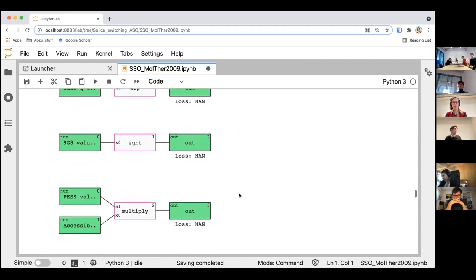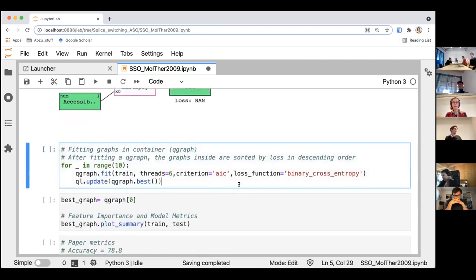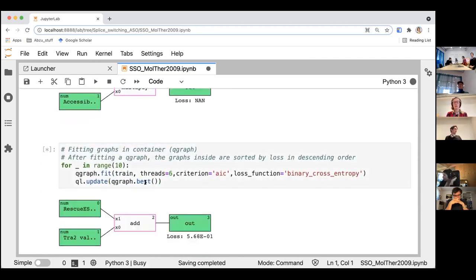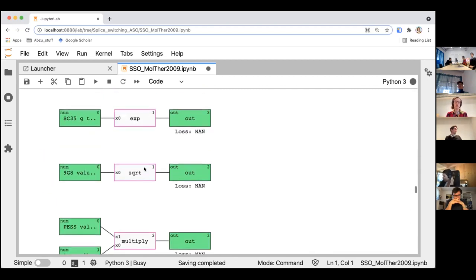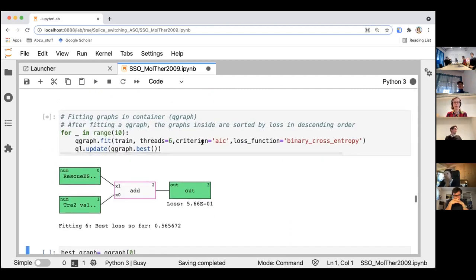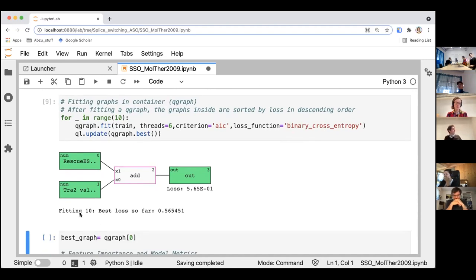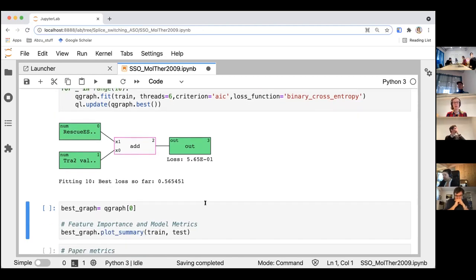So what I will now do is fit the data to the graphs, and then all these graphs up here are sorted according to the loss. And I'm using the binary cross entropy because it's a classification. And as you can see here, what comes out is that it pins down the rescue ESE, the same as in the paper, and the TRA2 values, the same as in the paper. And it goes into an add and makes the classification of whether it's effective or ineffective. We can then actually inspect this graph a bit more.